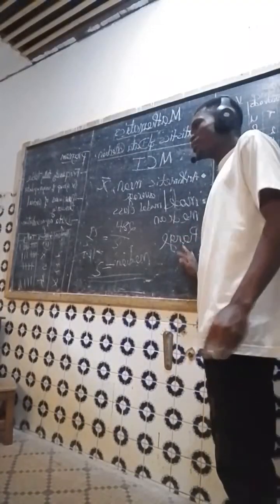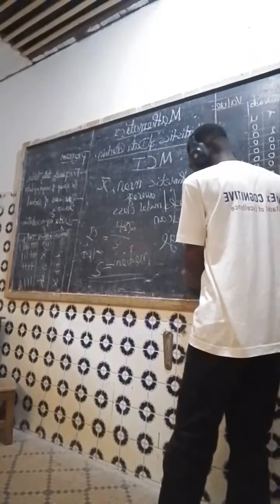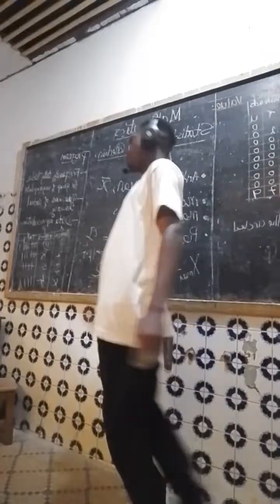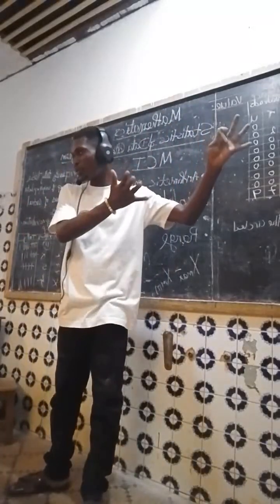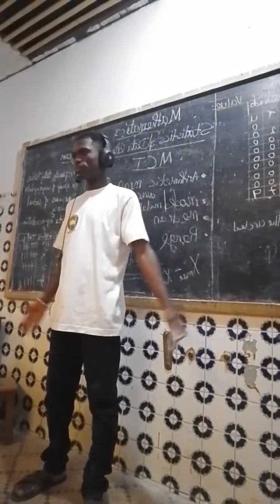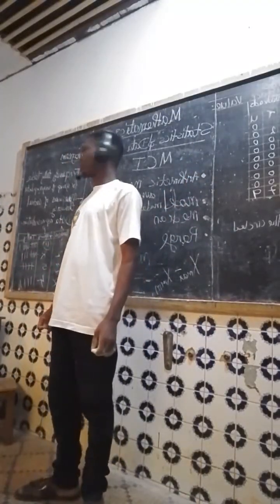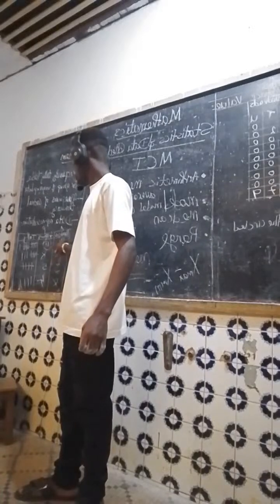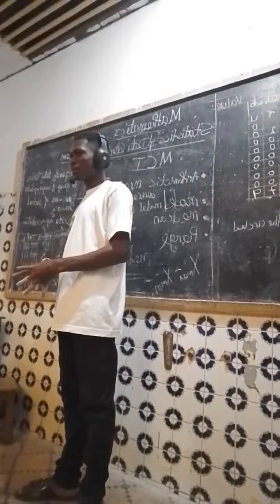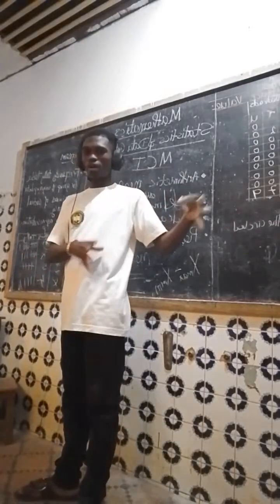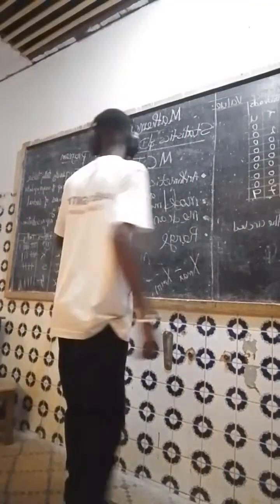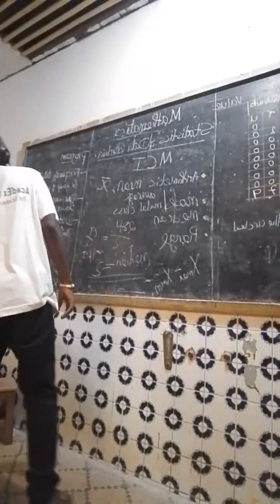Range. How do we calculate range? As simple as that: X max minus X min. The biggest value minus the smallest value is the range. Are we okay? The range is 4 minus 1. The biggest number minus the smallest number gives you the range.